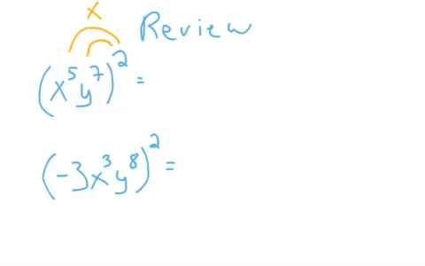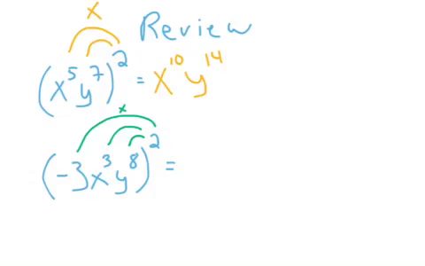So this would become x to the 10th because 5 times 2 is 10, and y to the 14th because 7 times 2 is 14. If we look down at the next example, make sure you're distributing the 2 into every single term by multiplying.